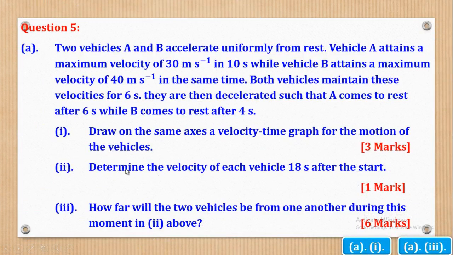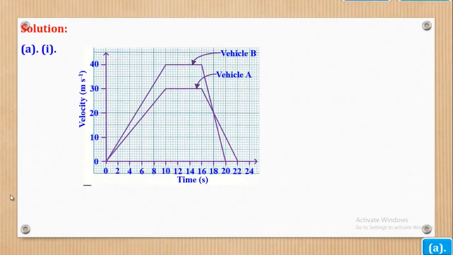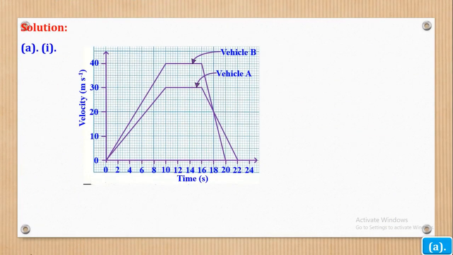Then from Roman 2, they said determine the velocity of each vehicle 18 seconds after the start. So 18 seconds after the start means that you take this 18 and come here, then take this side and read off that value. So you should draw a vertical line to meet the point of intersection, then take this side. I think we realize that this 18 is at the point of intersection, meaning that at this point of intersection, they both have the same velocity.